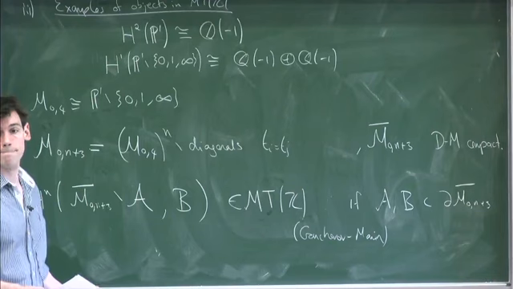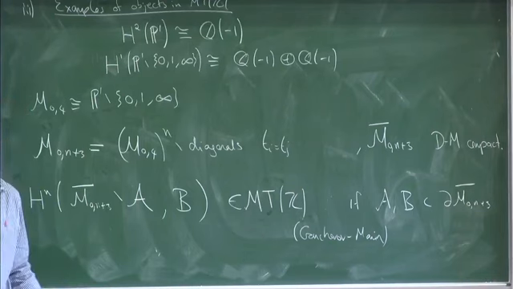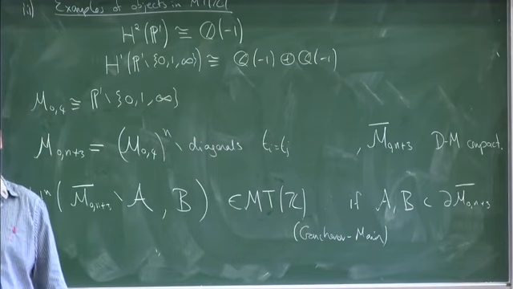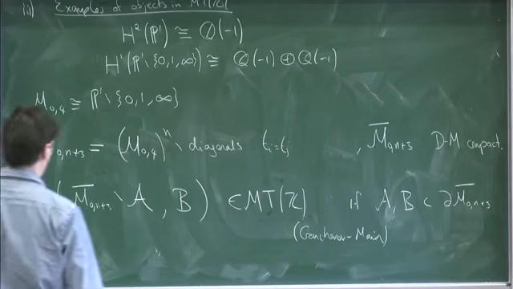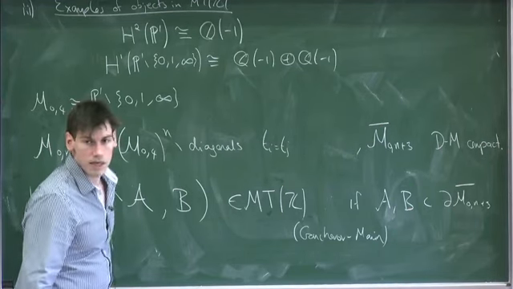Could you give us some hint about what you have to do in order to prove that something you write down is a mixed Tate motive? Because it seems you're writing down some cohomology groups. Yeah, it's a long story. It's a very long story.